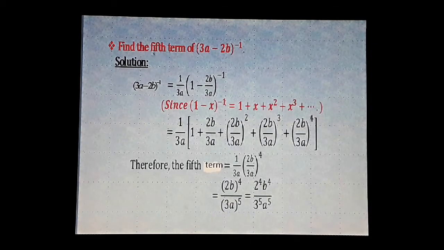So our question is to find the fifth term. The first term is this one, second, third, fourth, fifth. So this is our fifth term, but 1/3a is common for all terms, so you multiply it here. So 1/3a into (2b/3a) to the power 4. So finally we get 2 power 4, b power 4 over 3 power 5, a power 5, which is the fifth term of this.